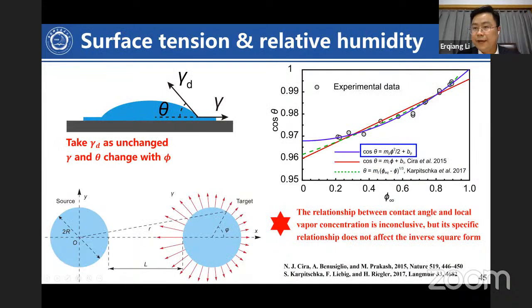Next is how phi affects the evaporation, right? Along the droplet, like along this circle, the evaporation is different. Like the length of these arrows represents the strength of the evaporation at this region and at this region. Then if we know this evaporation, we do an integration, we know the force, right? So we take the idea from the 2015 paper.